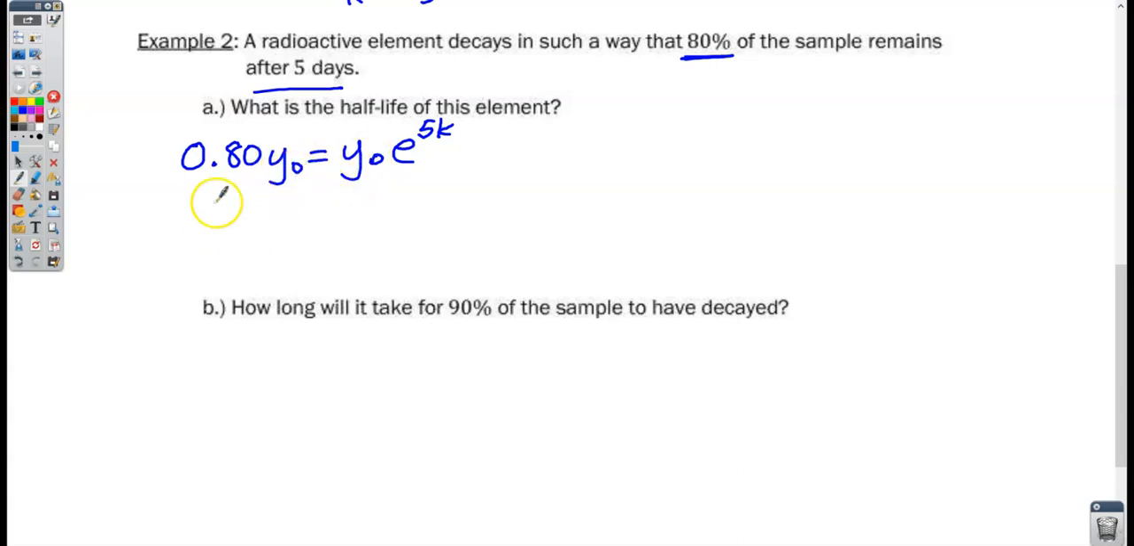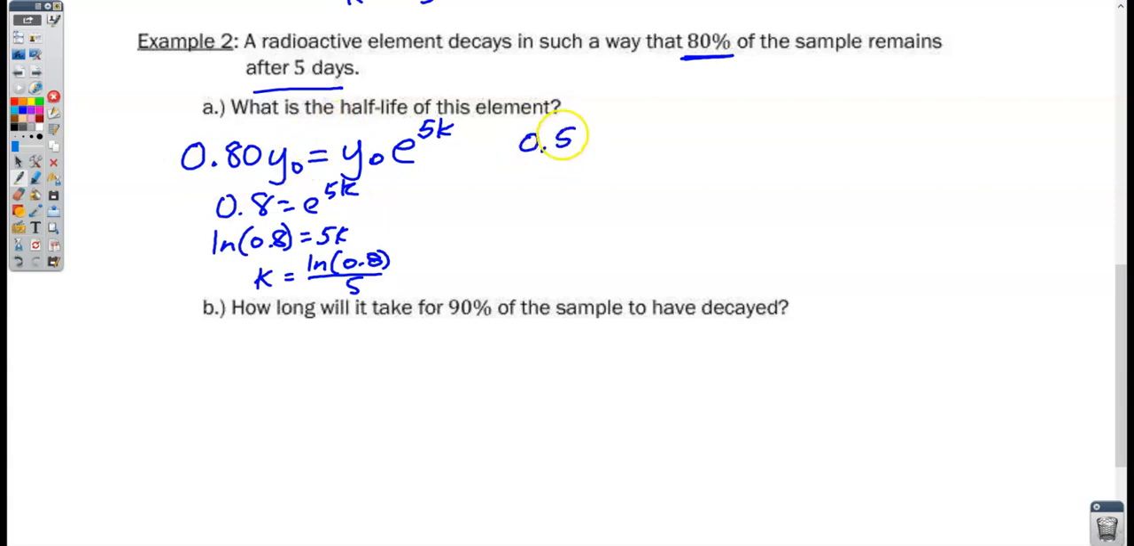We divide both sides by y sub 0, and we get 0.8 equals e to the 5k. Taking the natural log of both sides, we end up with that, and then k is equal to the natural log of 0.8 over 5. And so the main part of this question is we want to find the half-life. Well, the half-life is how long it takes to get to half of the original amount. So we're going to set up half of the original amount is equal to the initial value times e to the natural log of 0.8 over 5 times t. And we want to solve this for t, and that will give us the half-life.